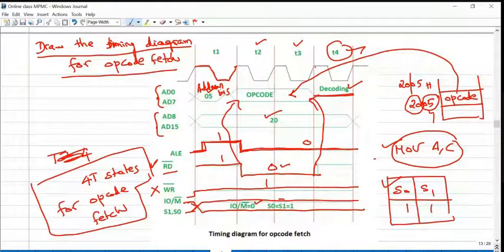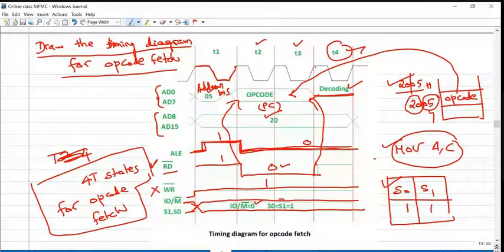AD0 to AD7 act as address bus. So now you got 2005, correct? Now you got 2005. So this 2005 will be placed on the program counter. Now from the clock pulse T2 onwards, ALE must be 0. Our purpose is solved now. We pointed out the 16-bit memory location during the first clock pulse itself.